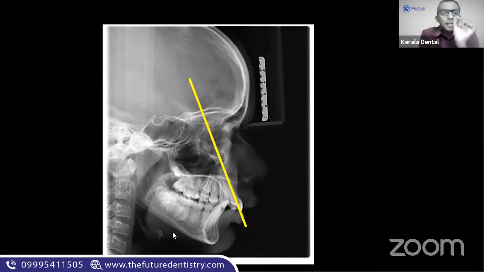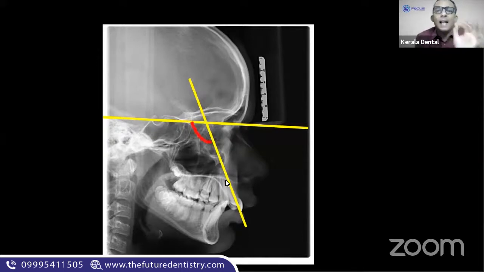Draw a line from the tip of the central incisor to the root of the central incisor and extend the line all the way up. And now draw another line, which is called sella nasion. What is sella? Look at my mouse here. Sella is supposed to be the midpoint of the pituitary fossa. And then nasion is the place where the frontal bone meets the nasal bone. This point here. Draw a line.